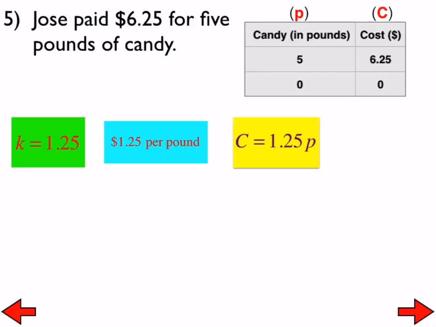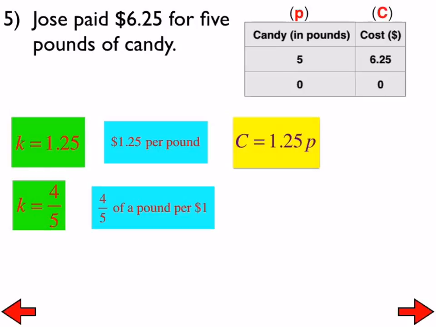Now going the other direction, thinking that, well, I want to find pounds per dollar, that would be 5 divided by 6.25, and that would give us a unit rate of 4/5 or 0.8, depending on how you look at that. And that would be 4/5 of a pound per dollar, or 0.8 pounds per dollar. And the equation would be P equals 4/5 C. So in essence, we're doing the same thing here.